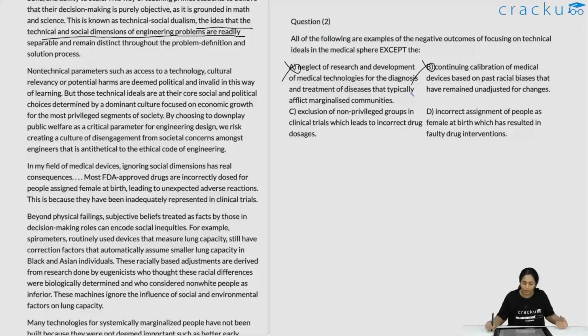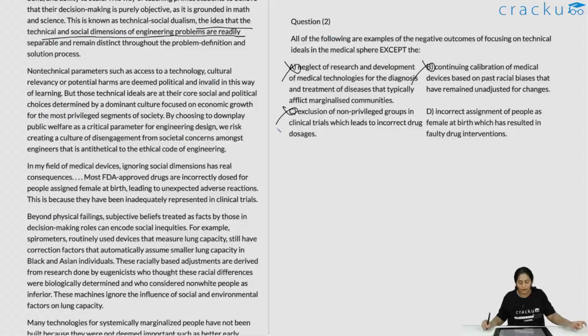Exclusion of non-privileged groups in clinical trials, which leads to incorrect drug dosages. This is given for women who are assigned female at birth. They were underrepresented in clinical trials, and because they are underrepresented in clinical trials, their dosage is not correctly determined, leading to more adverse outcomes. This is also given in the passage, so can be eliminated.